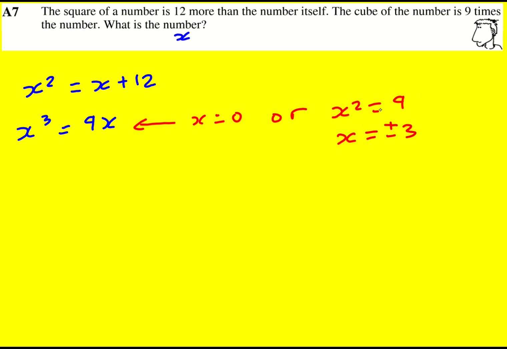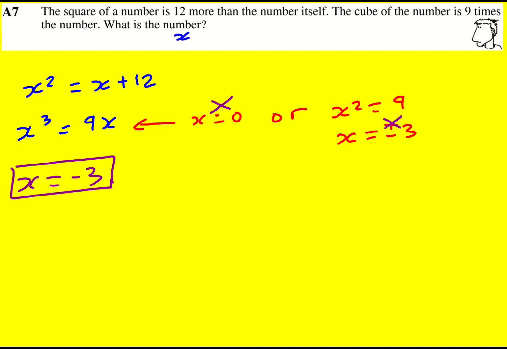So we've got three possible solutions. Let's test each of them. If we put 0 back into the top one, remember this equation must also be satisfied, then it doesn't work. We get 0 equals 12, so I can reject this one. If I put 3 in, I get 9 equals 15. So plus 3 doesn't work either. Minus 3. Now if I square minus 3, I get 9. And then on the right-hand side, I also get 9. So the answer must be minus 3.